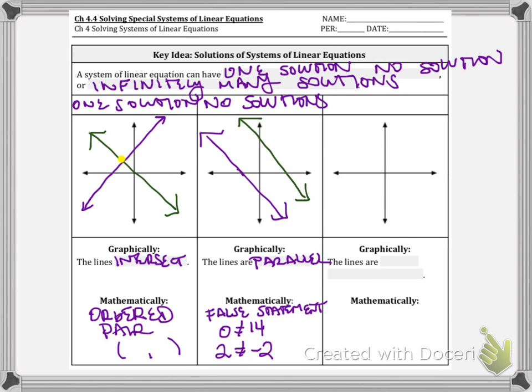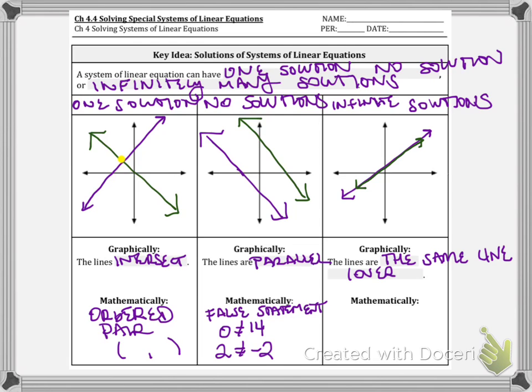And then the final one is infinite solutions. What you would get here is one line like this, and then you would get another line that lays right on top of it. So with infinite solutions, the lines are the same line, or you can say that they overlap.